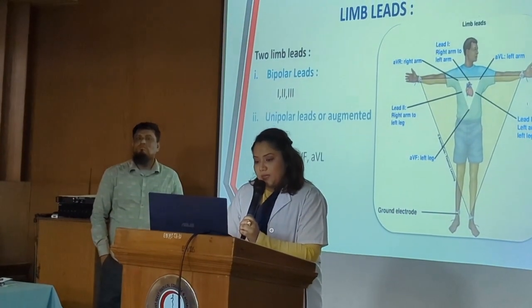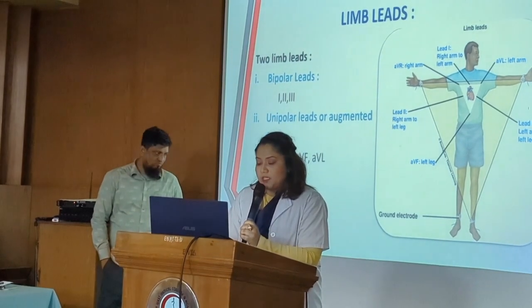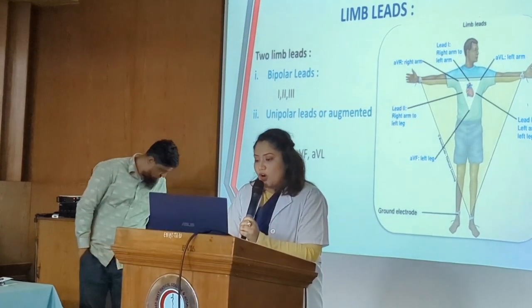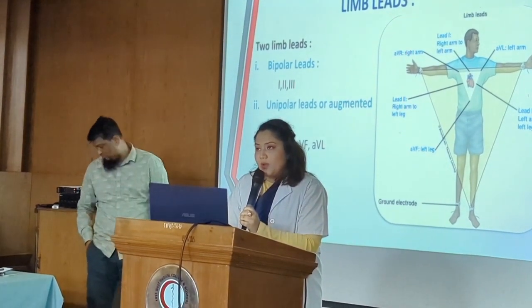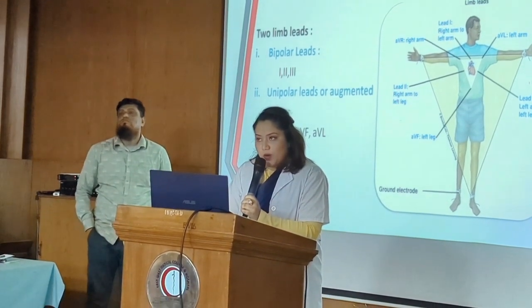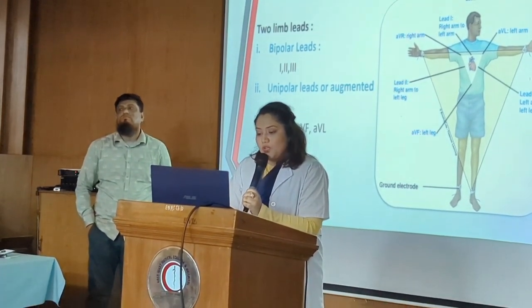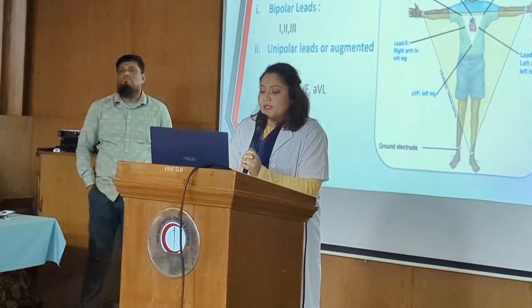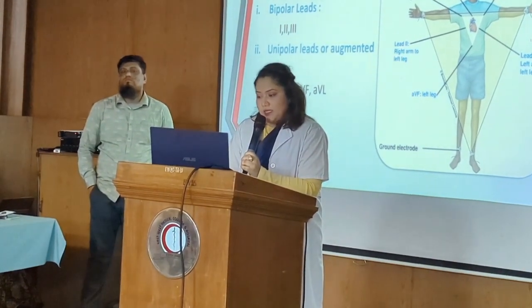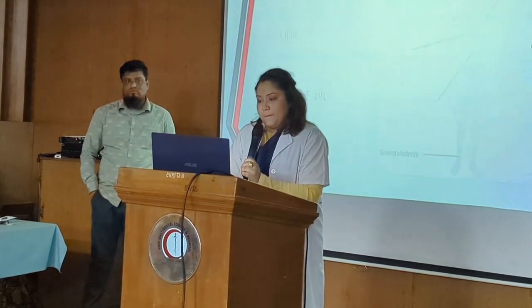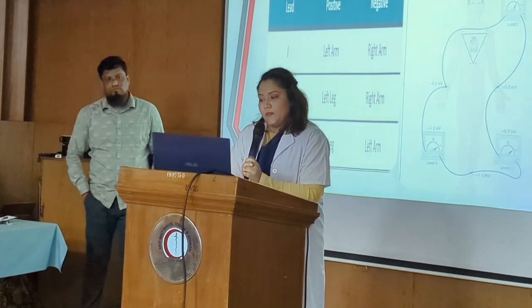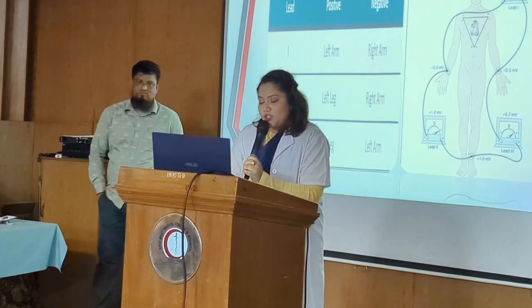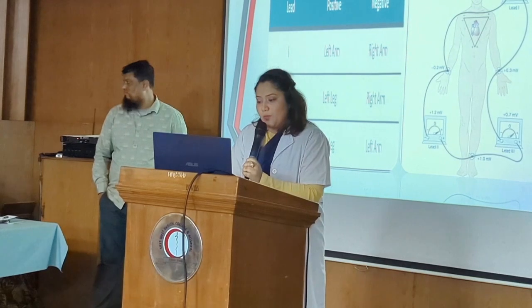Now about the limb leads. Limb leads are of two types: bipolar leads and unipolar or augmented leads. Bipolar leads are of 3 types: lead 1, 2, and 3, and unipolar leads are also 3 types: AVR, AVL, and AVF. This diagram is showing all the positions of the bipolar limb leads.